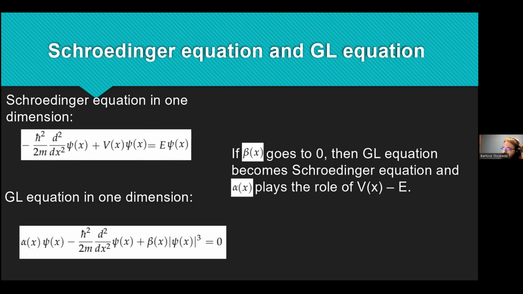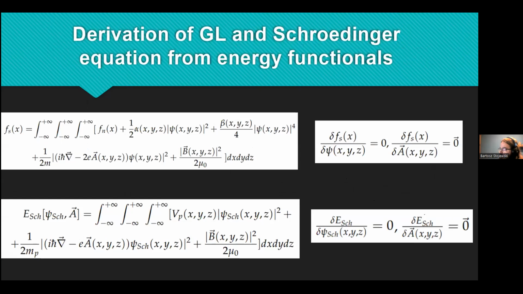Under the intuitive assumption that beta goes to 0 for the Ginzburg-Landau equation presented here, we can see that the Ginzburg-Landau equation with that assumption becomes the Schrödinger equation, and alpha plays the role of V(x) minus E. The postulated fact that psi is a macroscopic wave function brings some analogies with the Schrödinger equation that has a built-in vector potential field as well as energy of magnetic field.